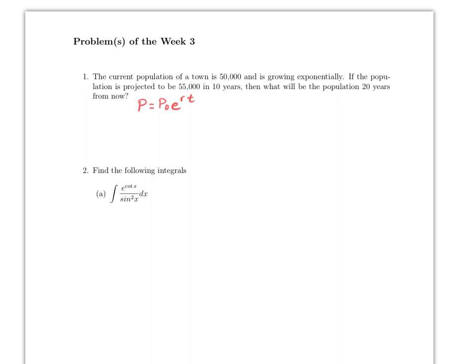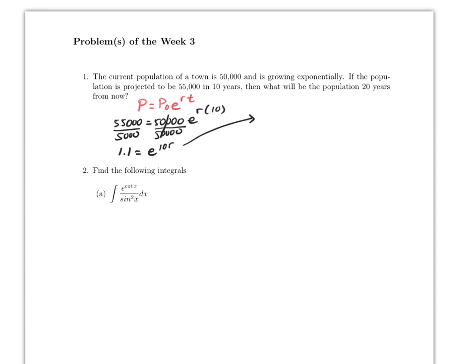So what that means is 55,000 should equal 50,000, which is the original population, times e to the r, which is not given, that's what we need to figure out first, and t is 10, the time. Then if you divide both sides first by 50,000, this cancels, and from here you end up with 1.1 equals e to the 10r.